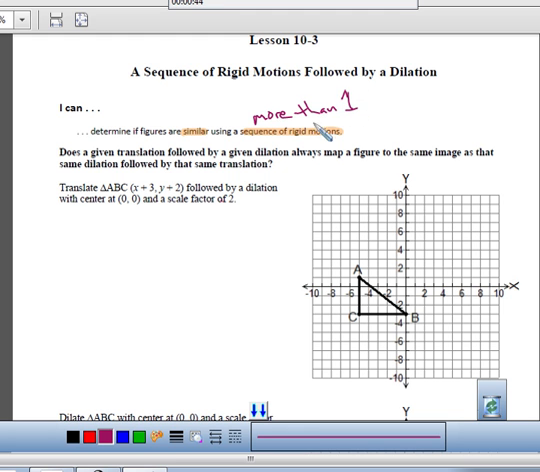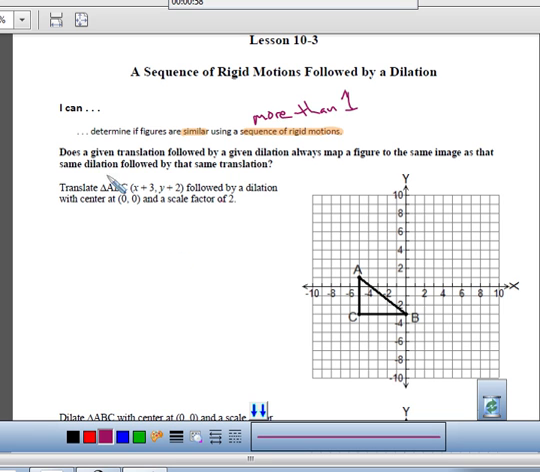And I also want to point out, we're not actually going to be determining if the figures are similar, because they are. What we're going to do is practice doing more than one transformation. With the examples that you're going to see, we'll be doing some of the previous transformations, like a translation or a reflection, with a dilation.